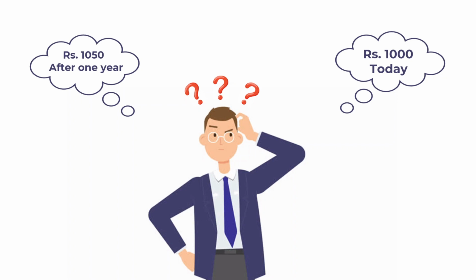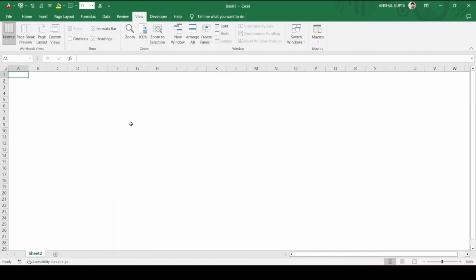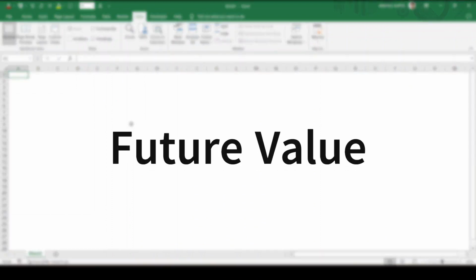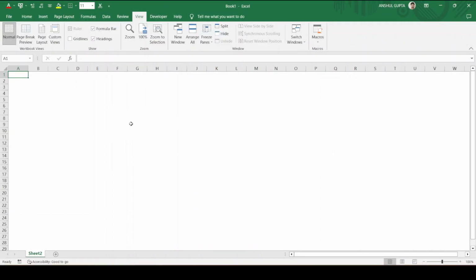And now let's understand this topic in the simplest way out there. The time value of money is basically divided into two concepts. The first one is future value and the second one is present value. So firstly, let's understand what future value is with the help of a simple example. So let's type in future value.